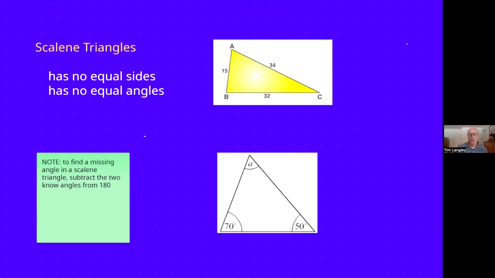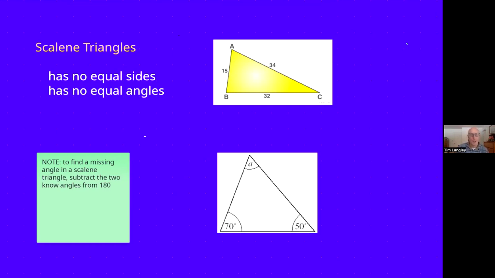Okay. So in my yellow triangle over here, angle B, A, and C are all different. And you look at the side lengths, they're all different. So, and by the way, just in case you wondered, most triangles are scalene. They're not right, or they're not isosceles, or they're not equilateral.